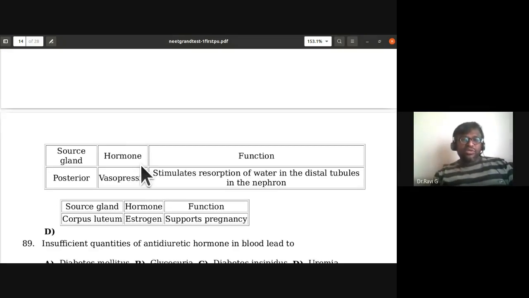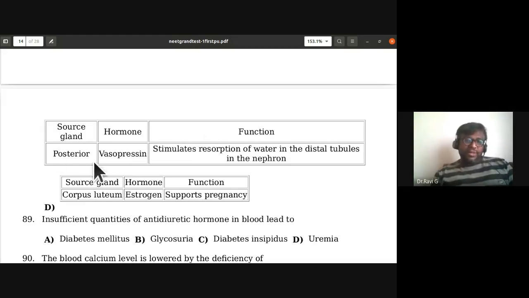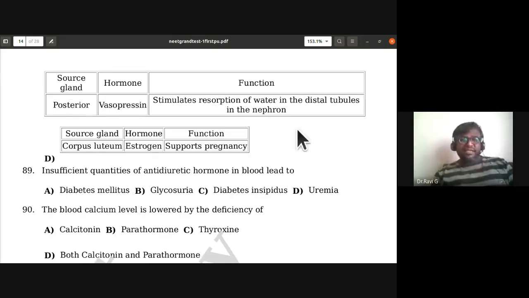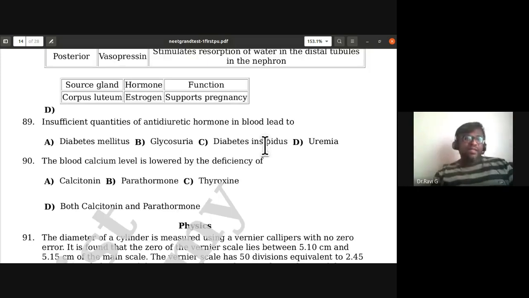C, source gland is posterior pituitary, vasopressin, stimulates reabsorption. C is the correct answer. Okay, so 88th C is the correct answer. D, corpus luteum, estrogen supports pregnancy. These are wrong answers. 89th, insufficient quantities of antidiuretic ADH hormone or vasopressin in blood leads to diabetes insipidus. C is the answer here, diabetes insipidus.